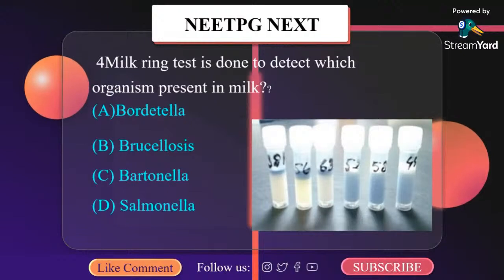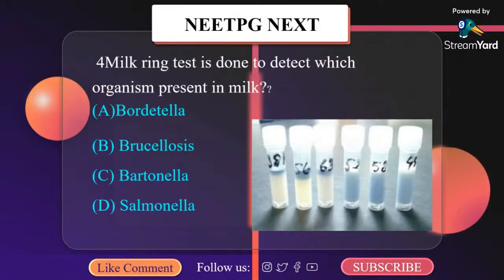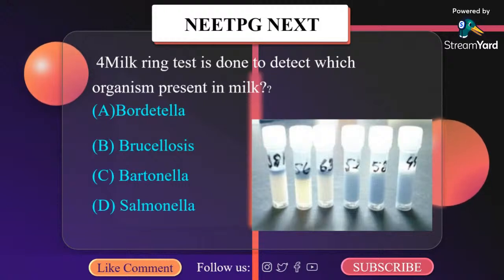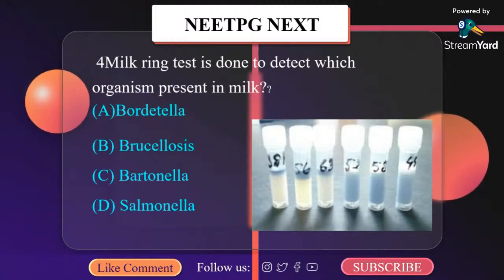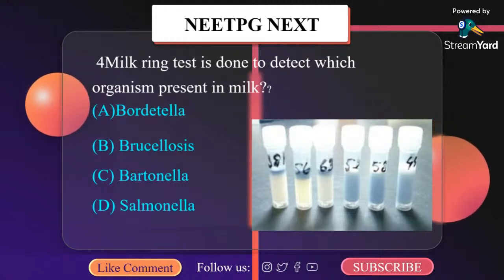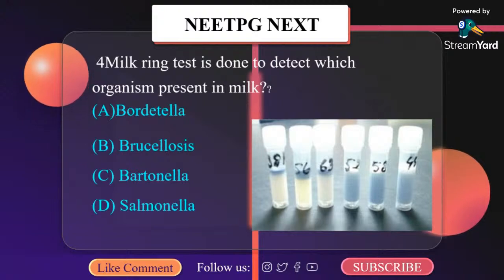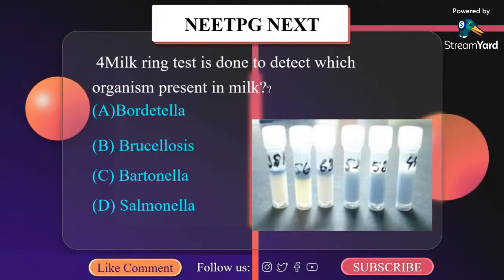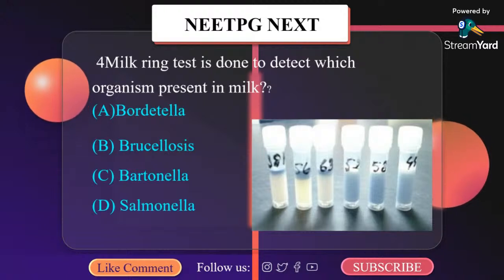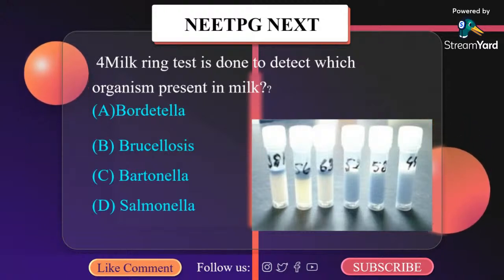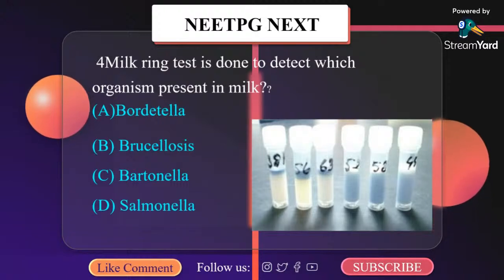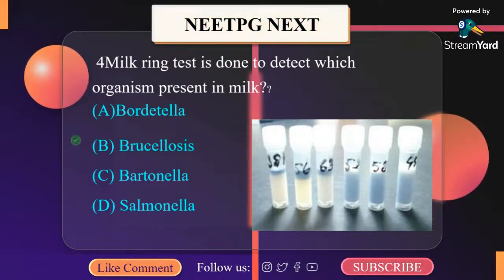Milk ring test is done to detect which organism present in milk? Whenever milk ring test comes to your mind, look at the figure. That is a milk ring test. It is seen in brucellosis. Now, let us look at the options. A. Bordetella, B. Brucellosis, C. Bartonella, D. Salmonella. The other options have been given to confuse you. So, the correct option here is brucellosis.